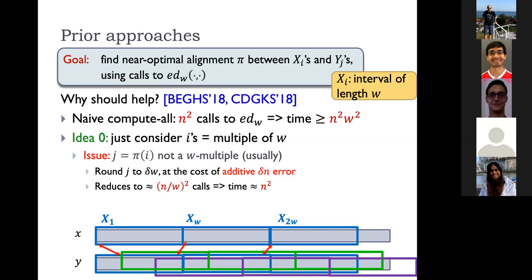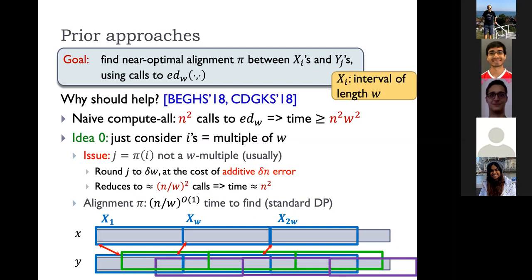Okay. The one good part I should mention though is what we did buy: after we've computed all these pairwise distances between substrings, starting at the right starting positions, the total number of substrings that we need to care about is only n divided by W.